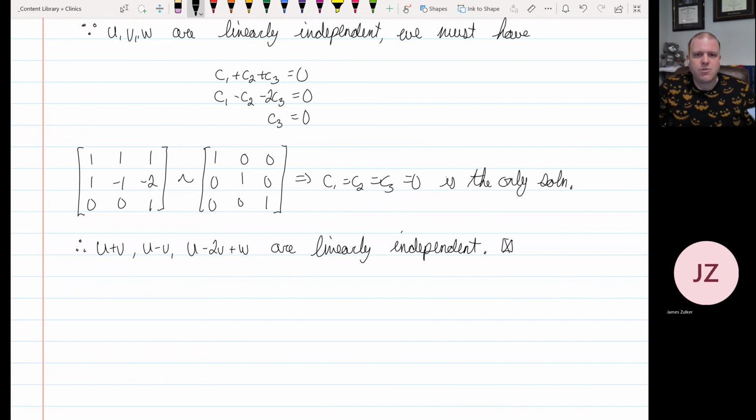So that is going to do it for today's clinic. In the next clinic, we are going to look at what it means for a set of vectors to form a basis for a vector space, as well as looking at what we mean by the dimension of a vector space.